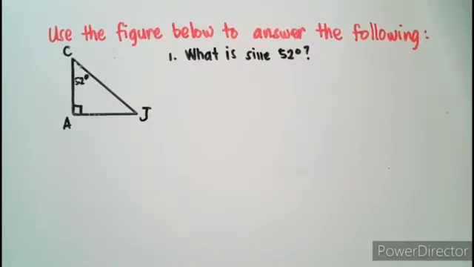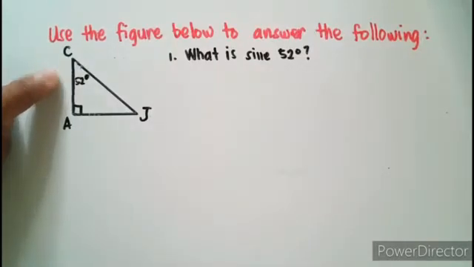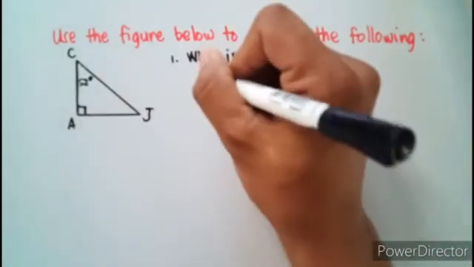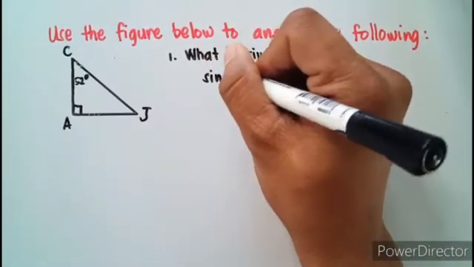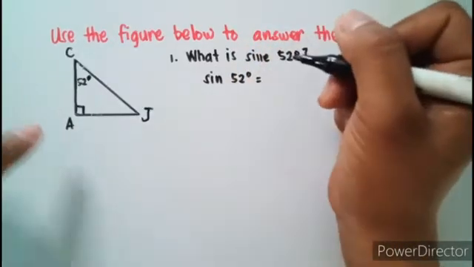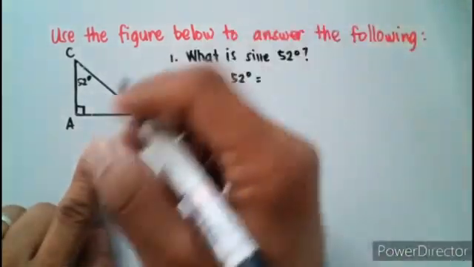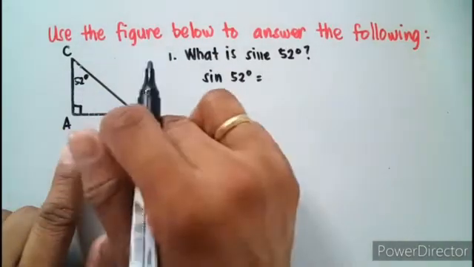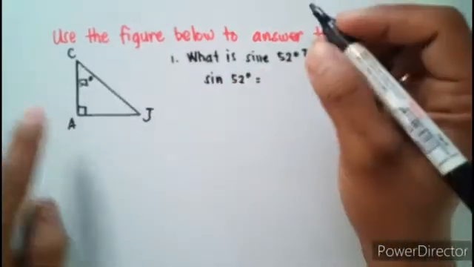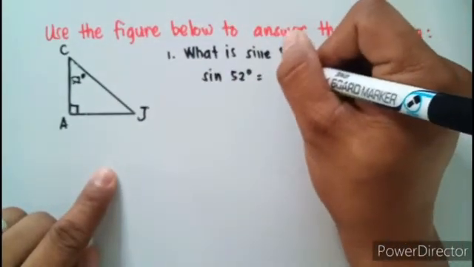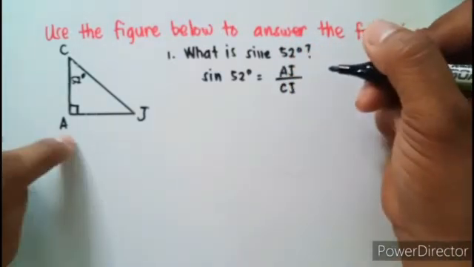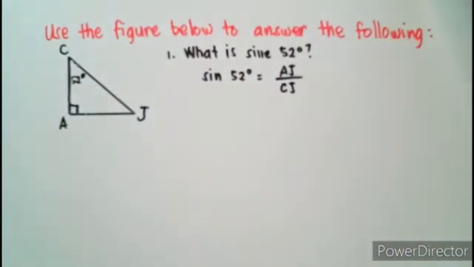Use the figure below to answer the following. So using our triangle CAJ, given the acute angle 52 degrees. So number 1, what is sine 52 degrees? So we have sine 52 degrees is equal to opposite. So this is, or ang name niya ay pangalan ng kanyang side. So this is AJ. Side AJ over the hypotenuse, side CJ. So that will become AJ over the hypotenuse CJ. So ang pangalan naman dito ng side ay yung pangalan ng kanyang line segment.